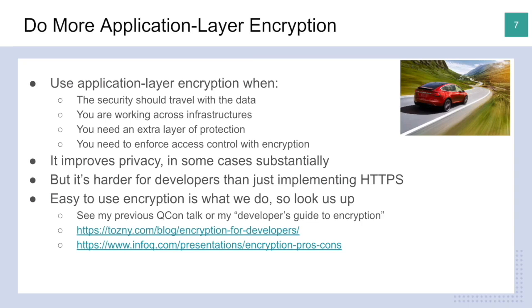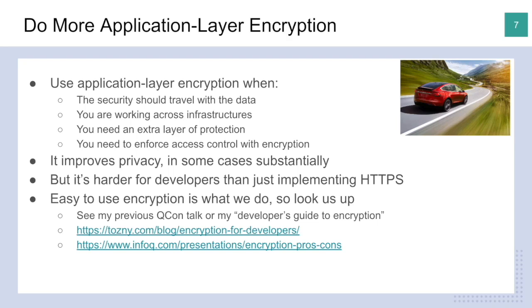So I would argue that you should use application layer encryption when your security should travel with the data. You may be working across multiple infrastructures, and for instance, HTTPS only covers a small part of the data flow inside your infrastructure. If you need an extra layer of protection because the data is sensitive or it may go outside of a specific infrastructure, and most importantly, if you need to enforce access control with encryption.